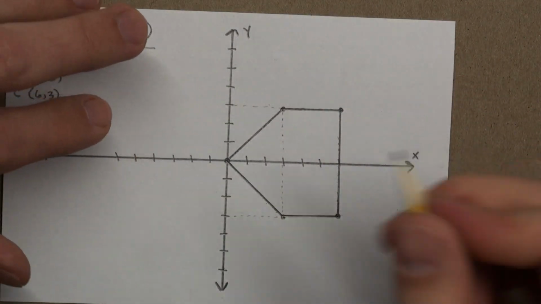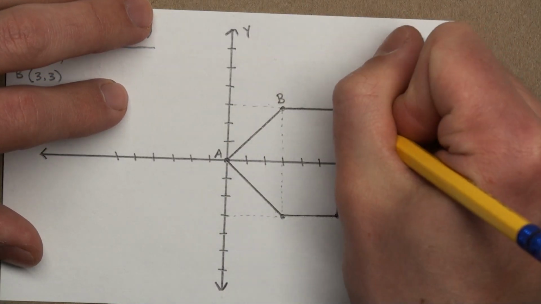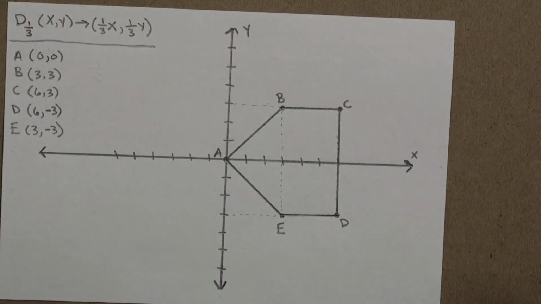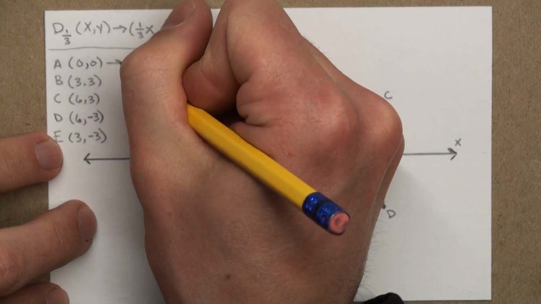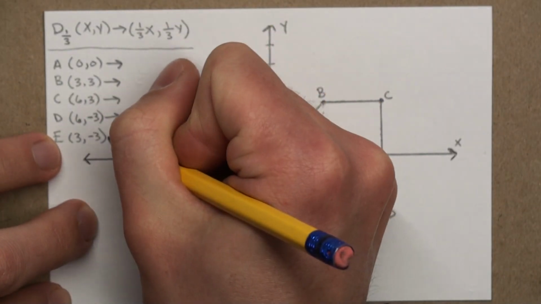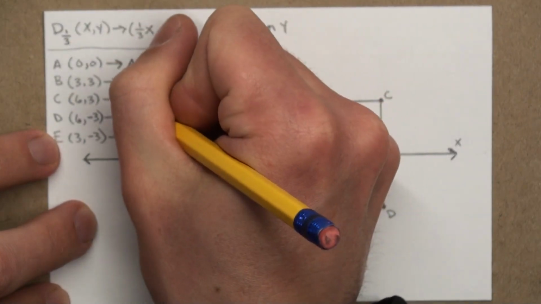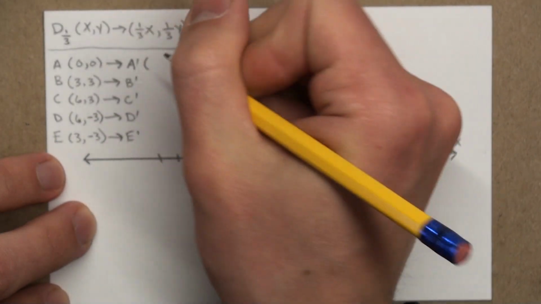So we have A, B, C, D, E. Okay? Now, if we perform this translation on each one of those points, we would get A prime, B prime, C prime, D prime, and E prime.